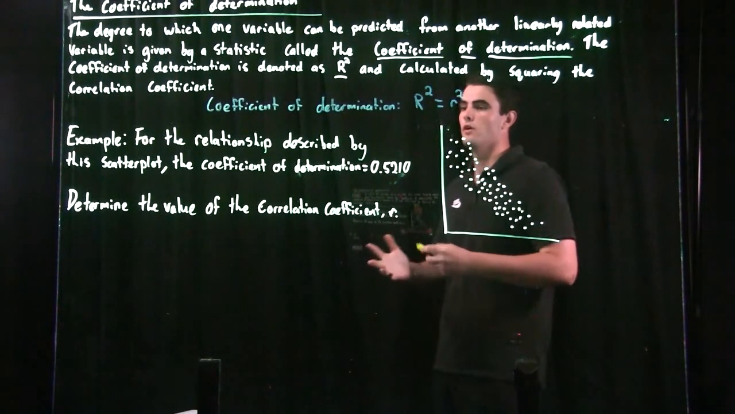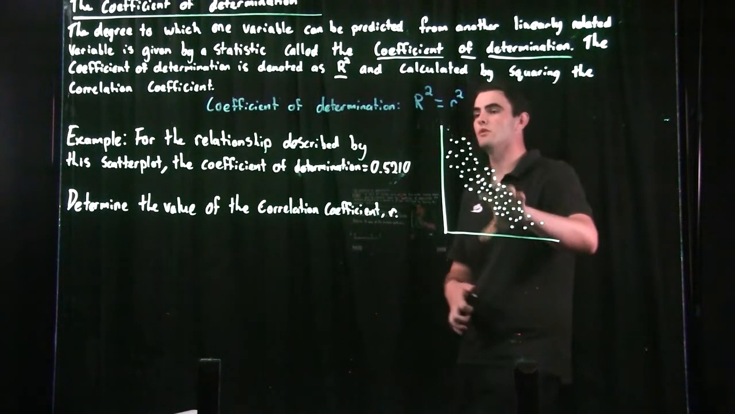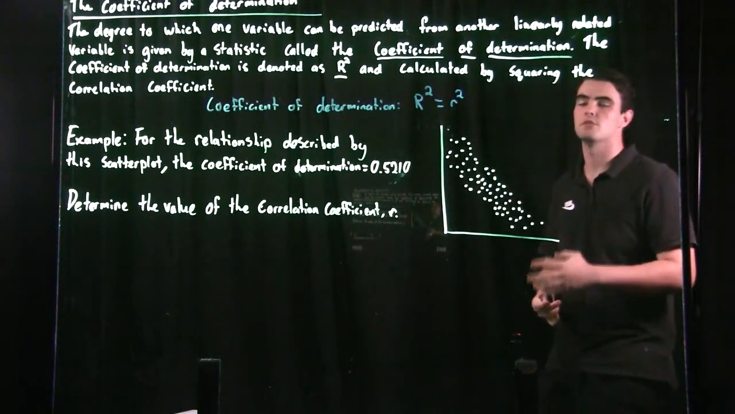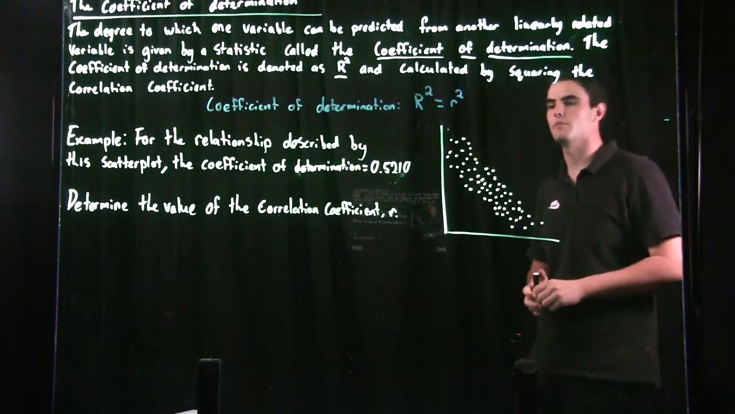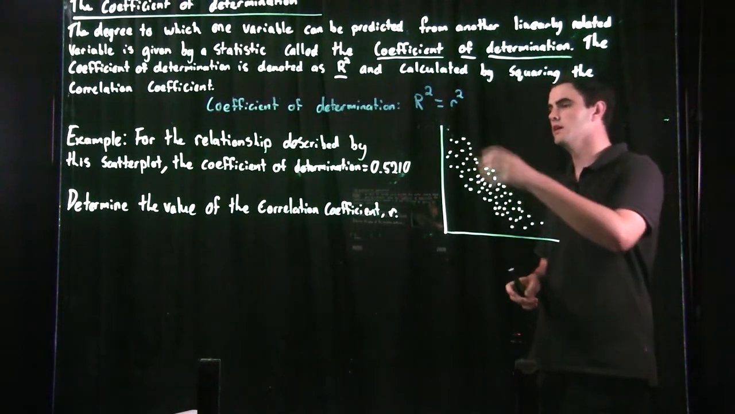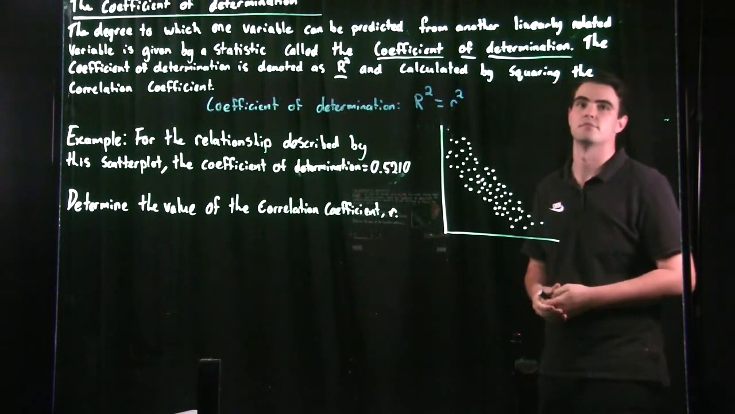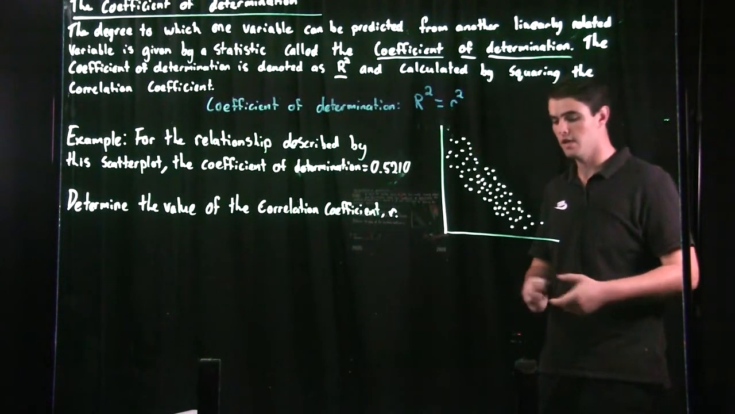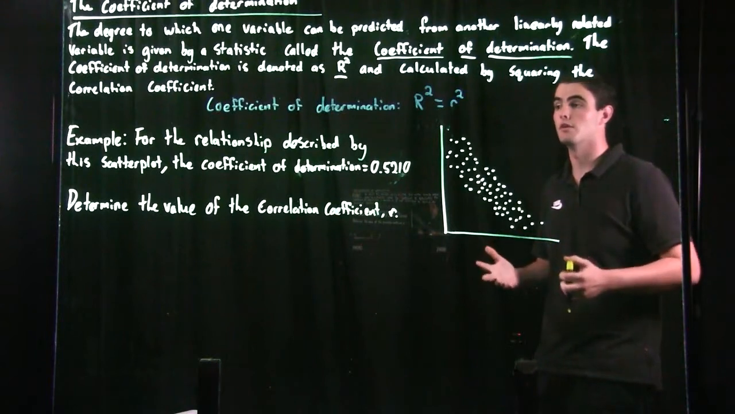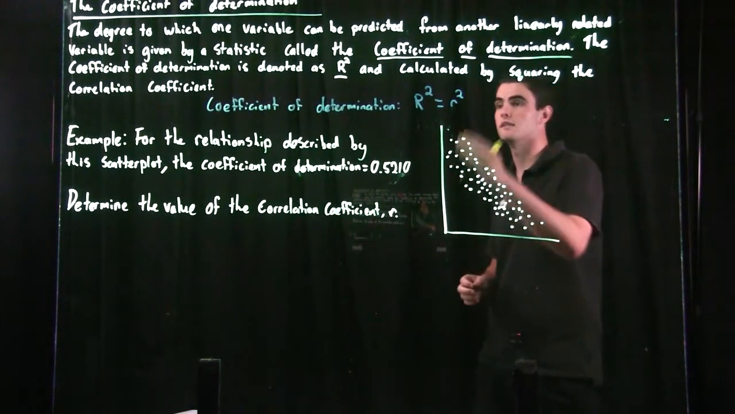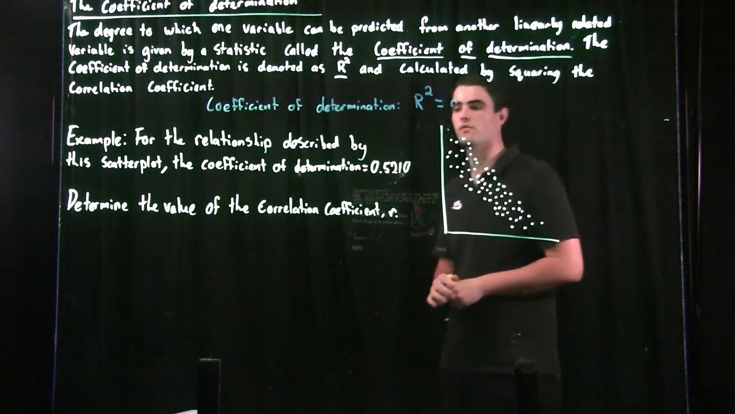For the relationship described by this scatter plot, the coefficient of determination equals 0.521. Determine the value of the correlation coefficient, which we know is R. To start with, a real nice easy one, I'm going to write what we know. The coefficient of determination, R squared, is 0.521.